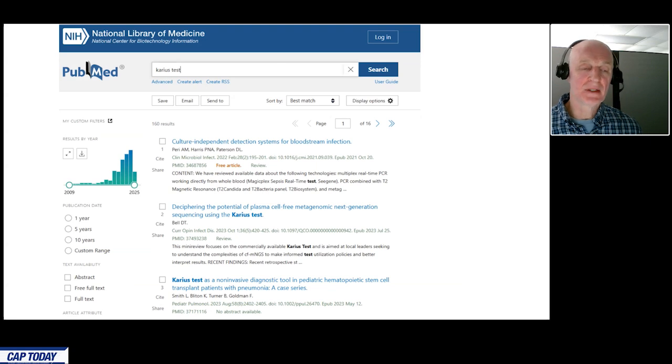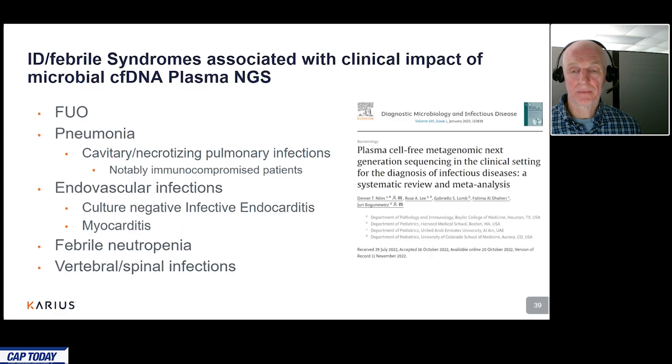That publication was in 2022, at the time when we started to see much more interest specifically in the Karius test. The number of publications citing Karius specifically has grown exponentially over the last 3 to 4 years, as you can see from PubMed.